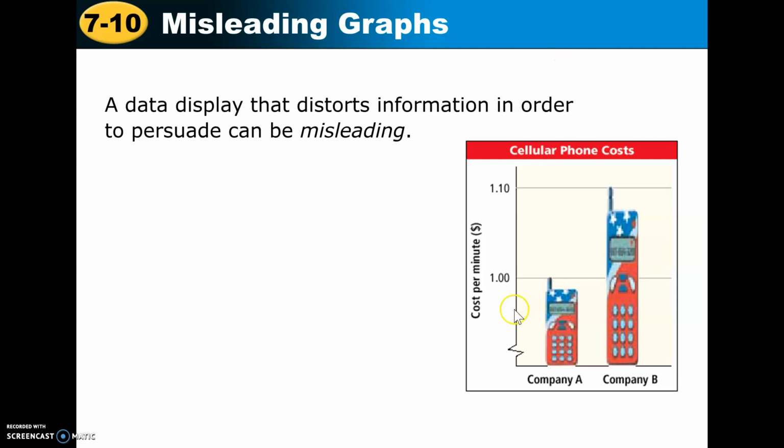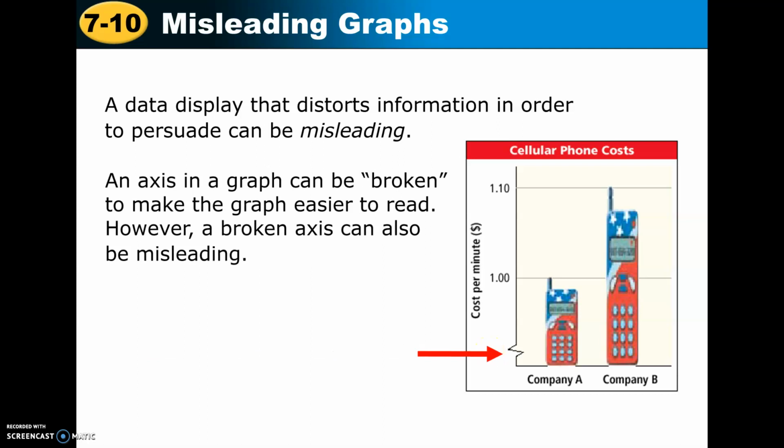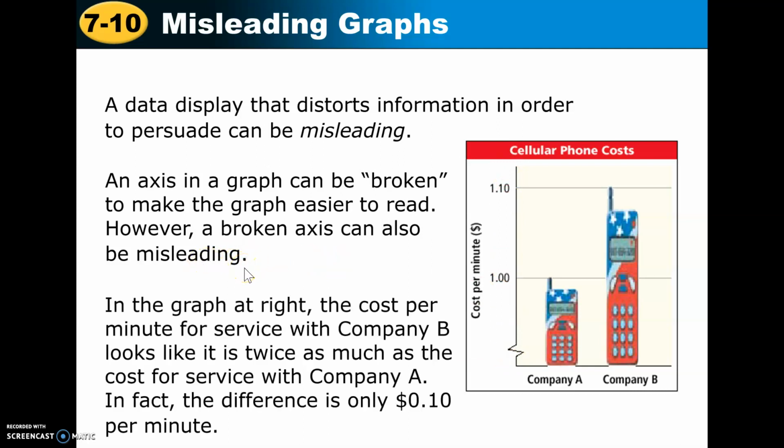So in this case, there is a break in the graph, just like we did in lesson 7.6. If we do a break in a graph, we do that so it can make it easier to read, or if we have no numbers down in this lower half and then the numbers start up higher. But a broken axis can also make things look misleading. So in this one, it looks like this is double the cost of company A, but really it's only 10 cents more. And that's because of this break in the graph. So if you're doing like a bar graph or a line graph, a break in the graph can be misleading.